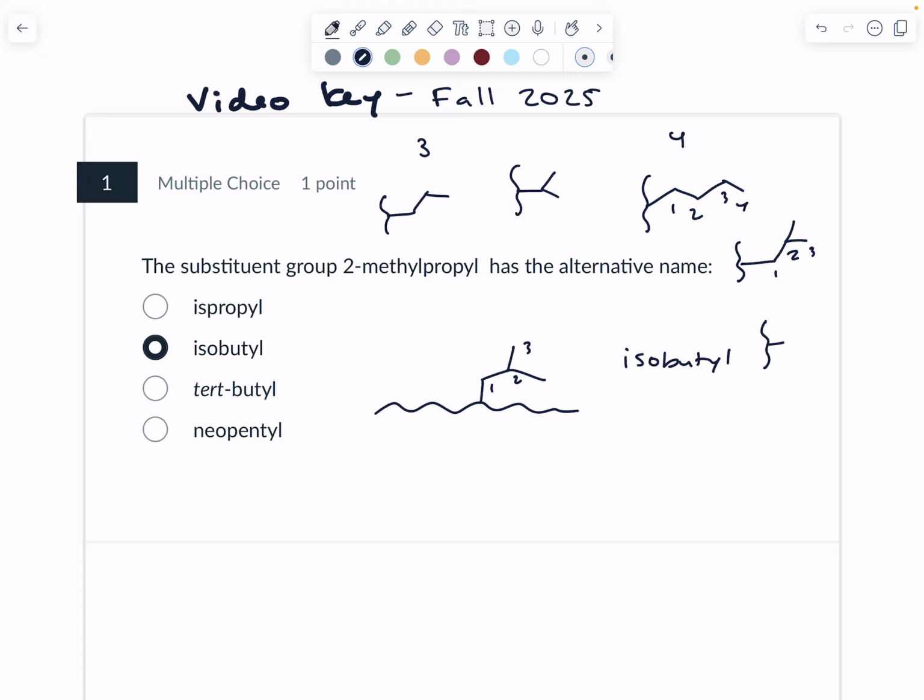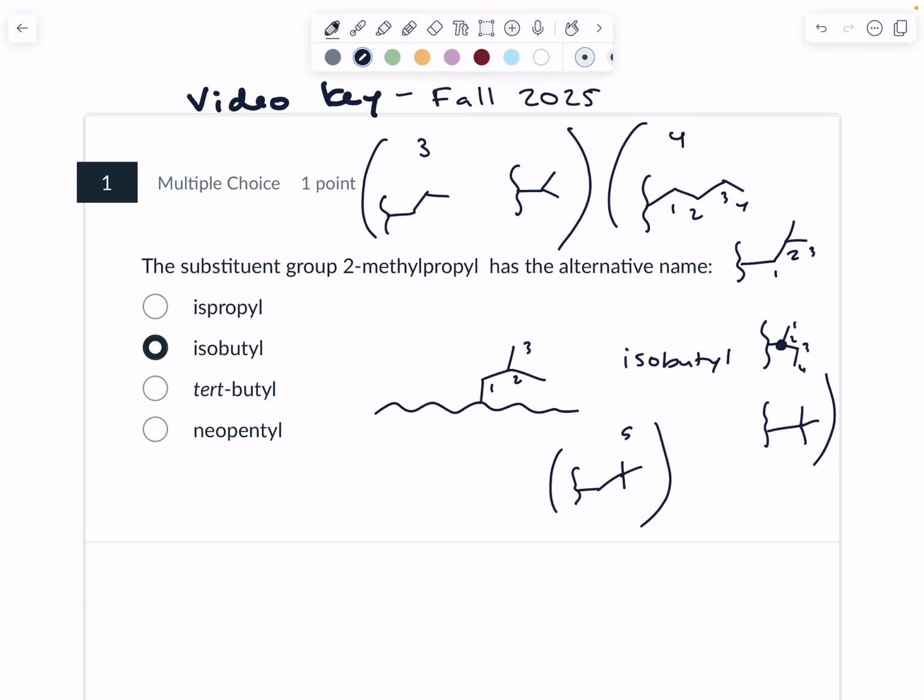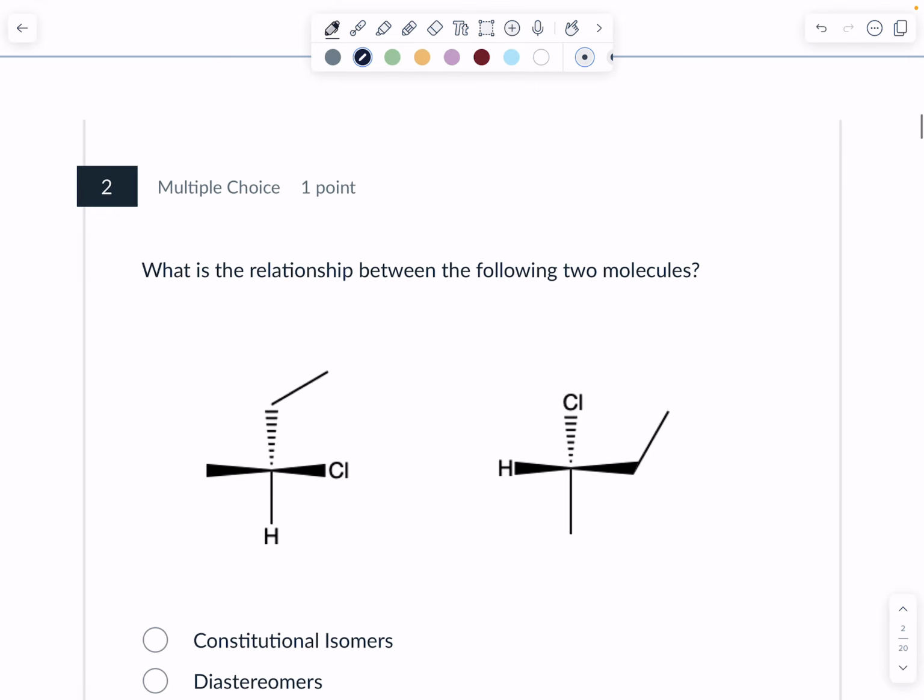Or it could be sec-butyl if it attaches at the second position, 1, 2, 3, 4. See how it attaches at the second position right there? And then we also have tert-butyl, which looks like this. So those are all of our 4-carbon substituents, and then for our 5-carbon substituents, we have neopentyl, which looks like tert-butyl but with an extra carbon. So I think of these as the 3, these are the 4, and these are the 5, just to help you moving forward and for your final exam, of course.